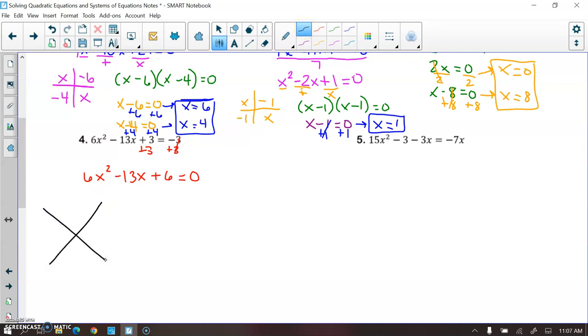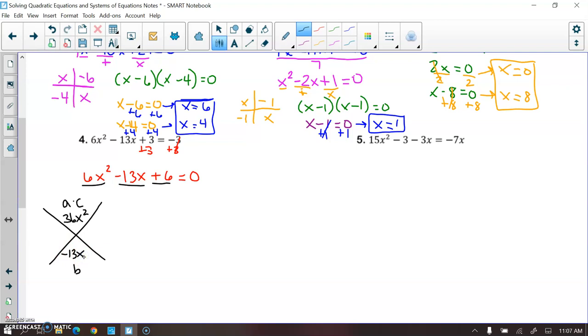So with our x method, in the top of our x, we're going to do our a times our c. So 6x squared times 6 is 36x squared. And in the bottom of your x, you're going to write down your b, which is negative 13x.